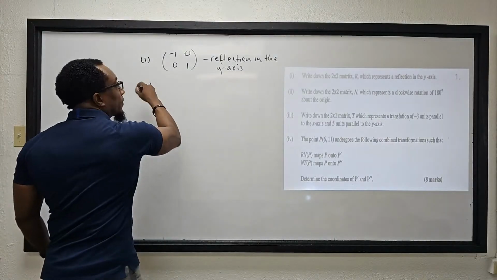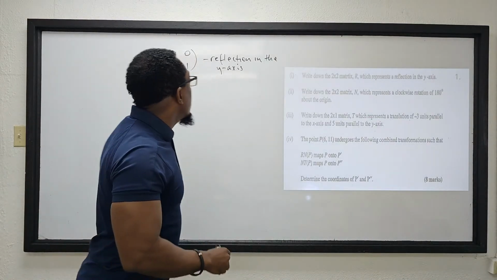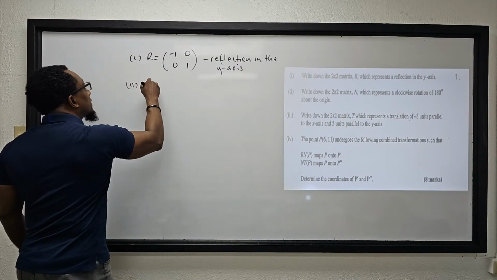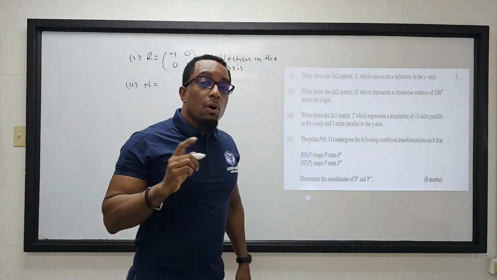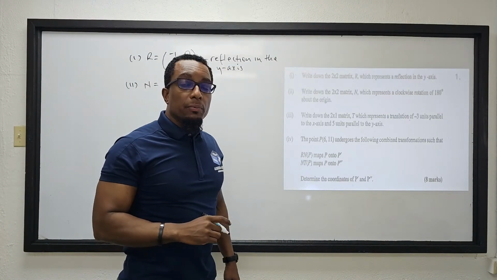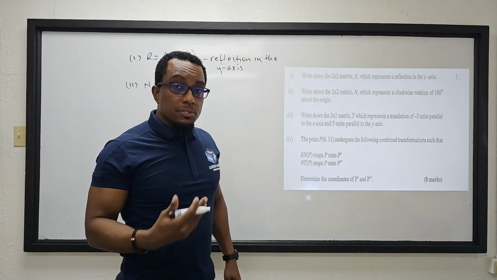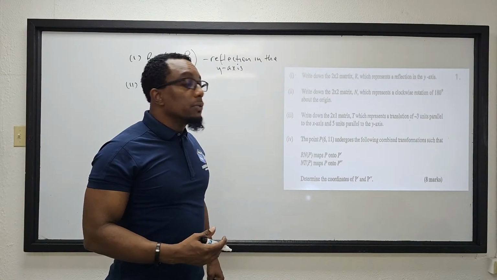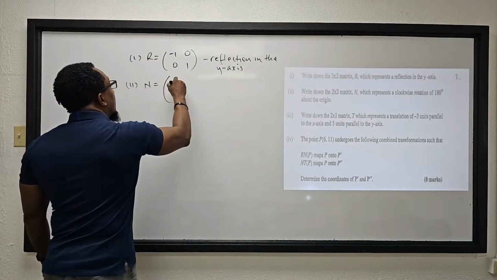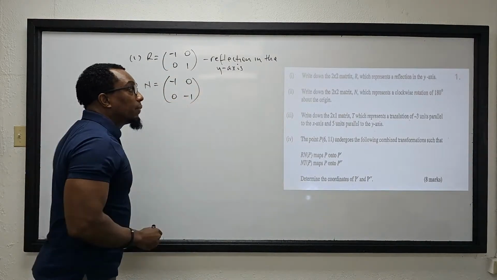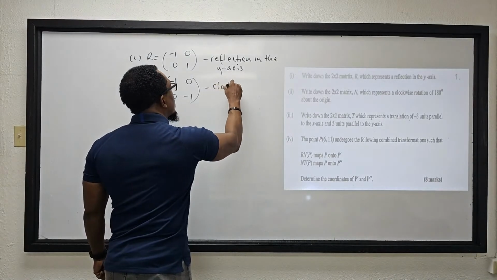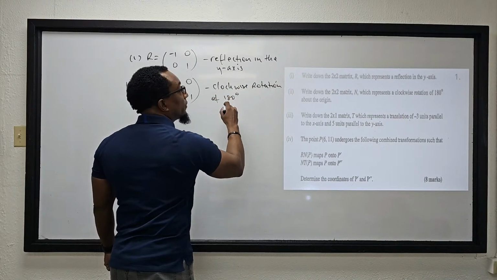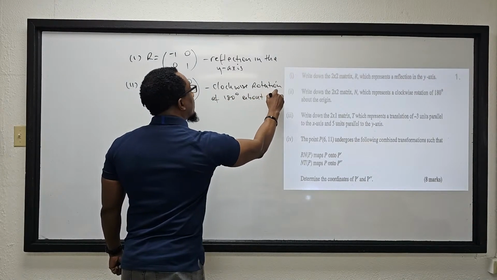Part 2. Write down the 2 by 2 matrix N, and of course this matrix here is R. Write down the 2 by 2 matrix N, which represents a clockwise rotation of 180 degrees about the origin. If it's clockwise or anti-clockwise, it's the same 2 by 2 matrix for a 180 degree rotation about the origin. And that 2 by 2 matrix is negative 1, 0, 0, negative 1. And this represents a clockwise rotation of 180 degrees about the origin.